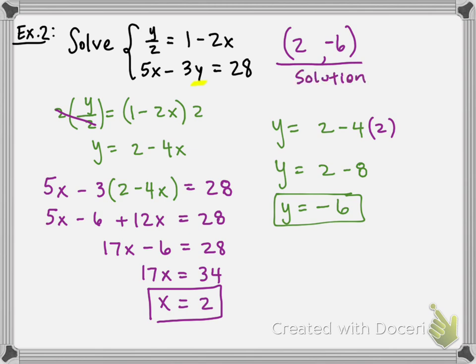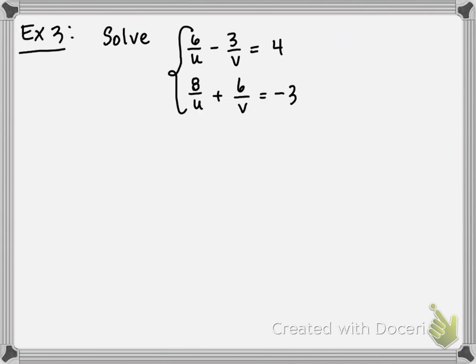Okay, we're on to example 3, the last example of this lesson. Example 3 says solve, and you've really got some fractions here. We have 6 over u minus 3 over v equals 4, and then 8 over u plus 6 over v equals negative 3. So we're going to do something mathematical today that's kind of new. It's called a let statement.